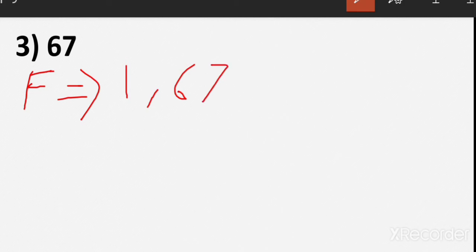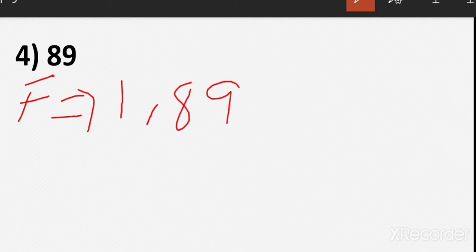67. If you will observe here, 67 is having only 2 factors, 1 and 67. If you want, you can check by reading the tables from 2 to 9. It is not coming in any table. Okay, so it is having only 2 factors, 1 and 67. So we can say that 67 is a prime number.